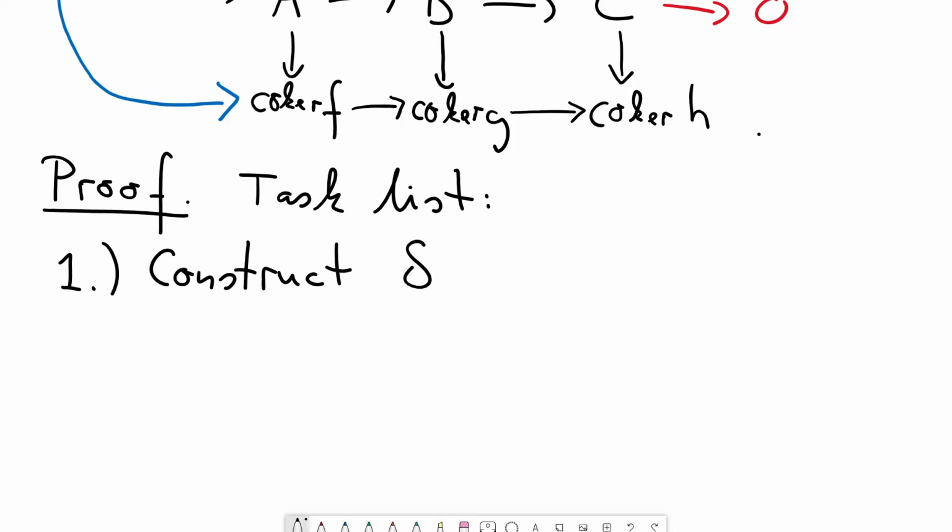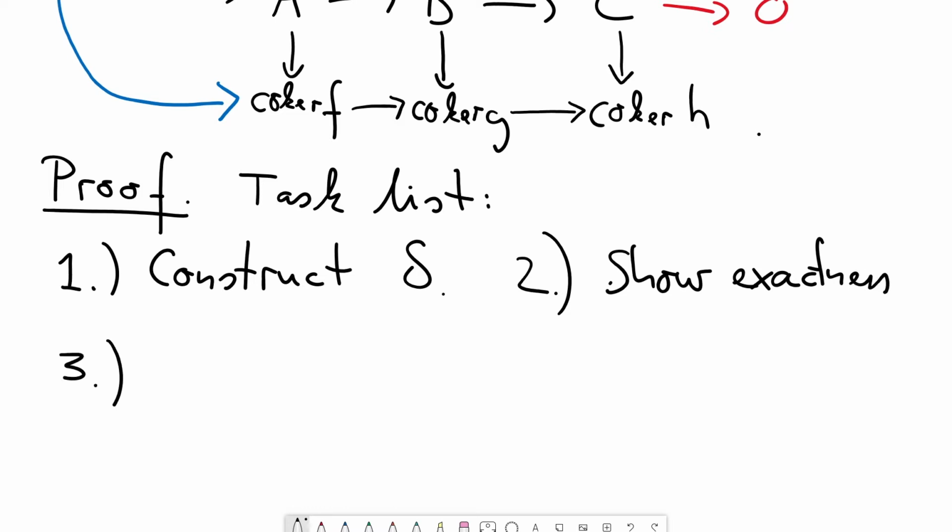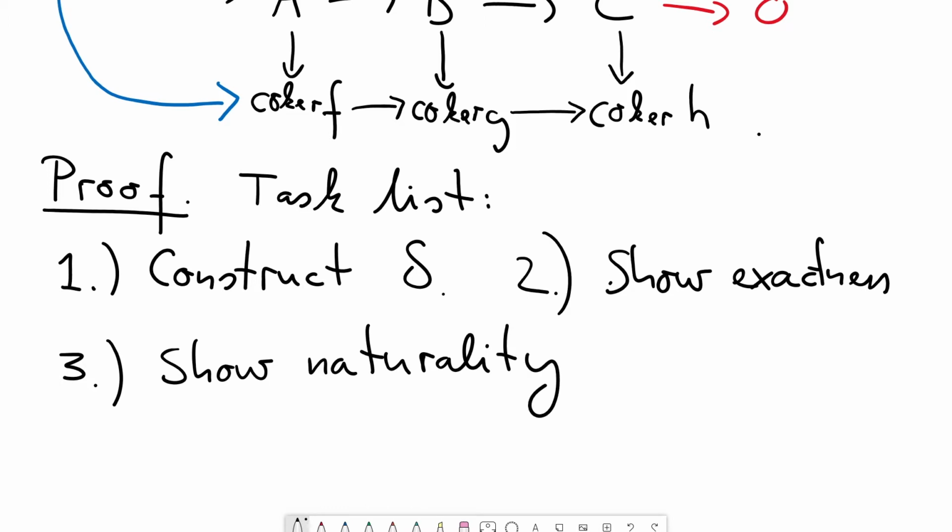Okay, then the second part of the statements of this lemma is the exactness at all those various places. So show exactness, that's the second task. And finally, there is the naturality statement. So show naturality. This is what we have to do. And in order not to overload this video, I decided that we will do the first part in detail because this is sort of the most important thing, this connecting homomorphism. We should really understand how it arises and why it is a homomorphism that's well defined. And so this is what we'll do.